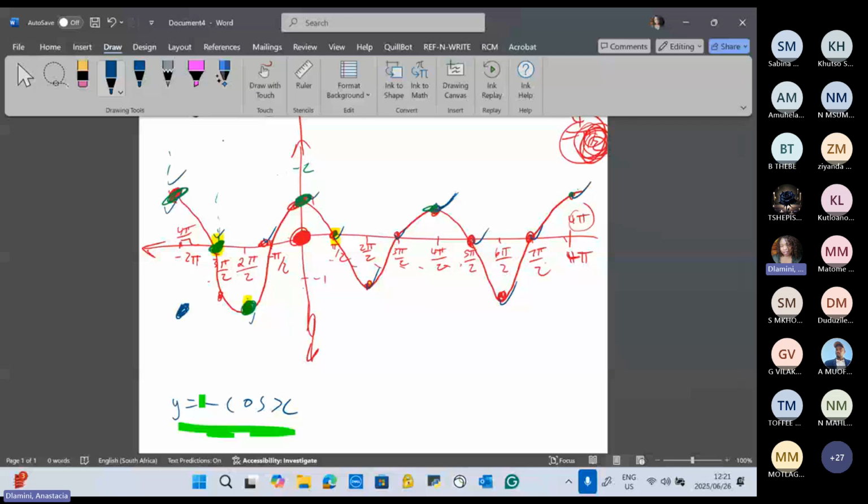And this point becomes positive 1. The 0 becomes 0. Positive 1 becomes negative 1, and 0 becomes 0. Negative 1 becomes positive 1. 0 becomes 0, positive 1 becomes negative 1, 0 becomes 0, negative 1 becomes positive 1. So then the graph looks like this.